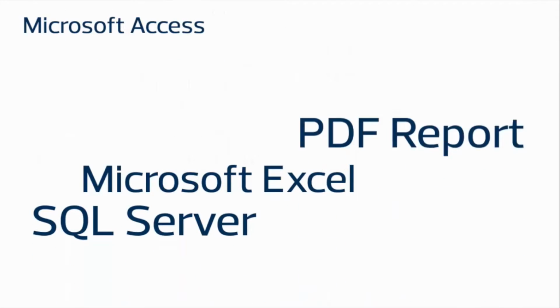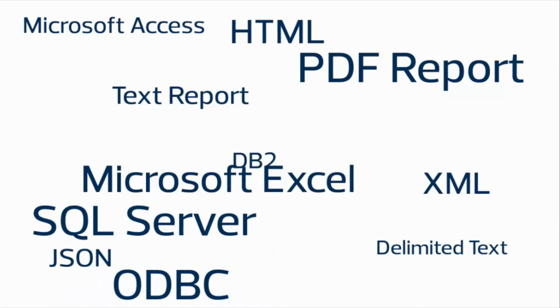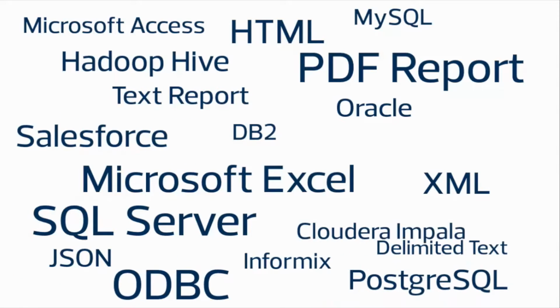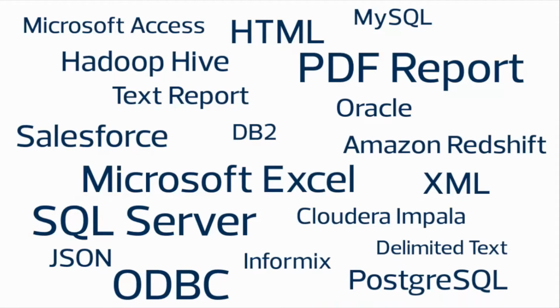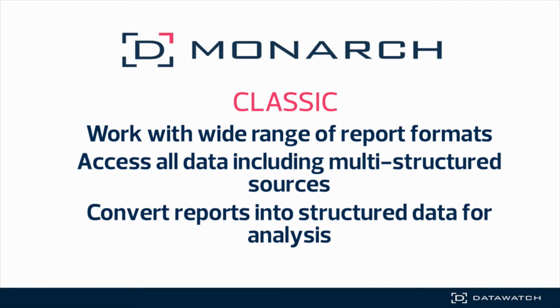For many organizations, it is a struggle to find, access, and leverage the right information at the right time. Existing business intelligence solutions easily deliver data in relational databases. But faster and better decision-making lies in unlocking critical data trapped in sales reports, balance sheets, invoices, statements, log files, and even web pages. Datawatch Monarch Classic allows you to work with both relational and multi-structured data and automatically convert this into structured data for analysis.